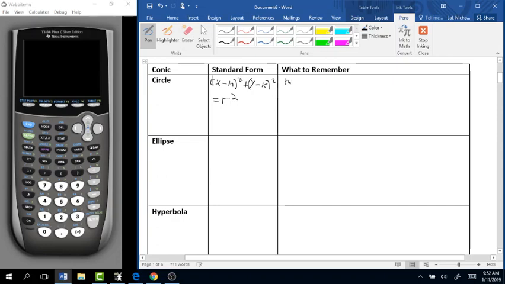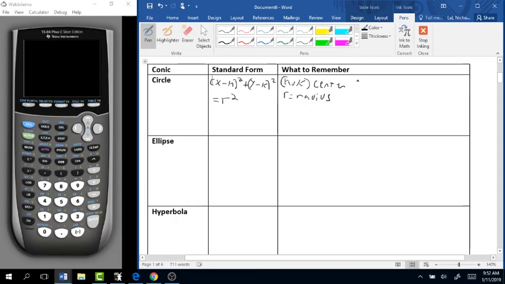(h, k) is the center. So remember, because you have x minus h and y minus k, you're going to flip the signs for whatever term is in your x parentheses and your y parentheses. And r is equal to your radius. So if you get a circle in standard form, take the square root of what's on the right side of the equation to find the radius, and then switch the signs of the x term to get the x coordinate of the center, and switch the signs of the y term to get the y coordinate of the center.